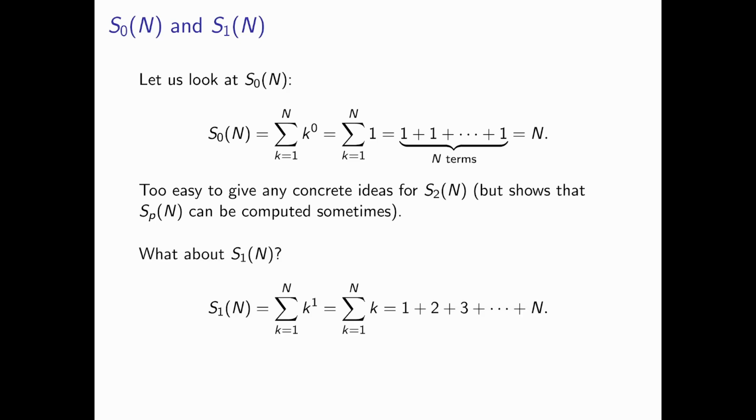Now this sum is a lot more interesting, so it becomes the sum as k ranges from 1 to n of k to the 1st power, but k to the 1st power is just equal to k. So this sum, when we expand it, just becomes 1 plus 2 plus 3 plus 4 and so on all the way up to n.